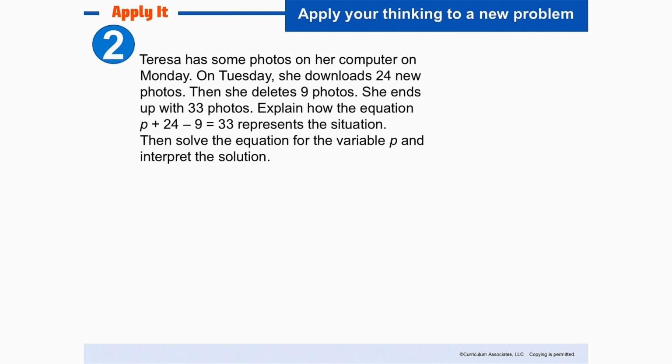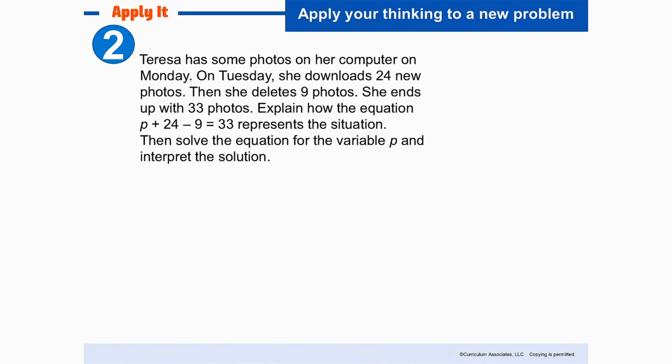Okay, number 2. Teresa has some photos on her computer on Monday. On Tuesday, she downloads 24 new photos. Then she deletes 9 photos. She ends up with 33 photos. Explain how the equation p plus 24 minus 9 equals 33 represents the situation. Then solve the equation for the variable p and interpret the solution.